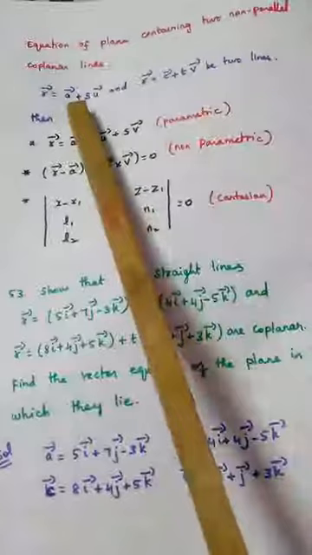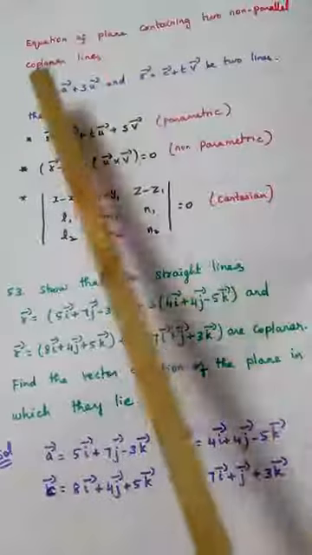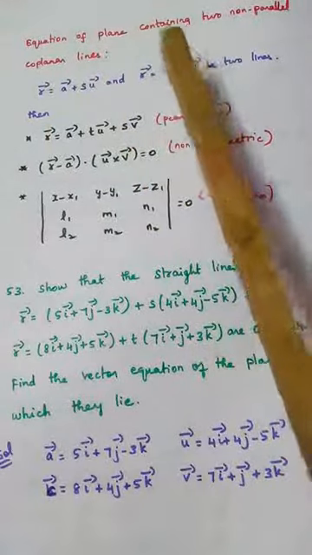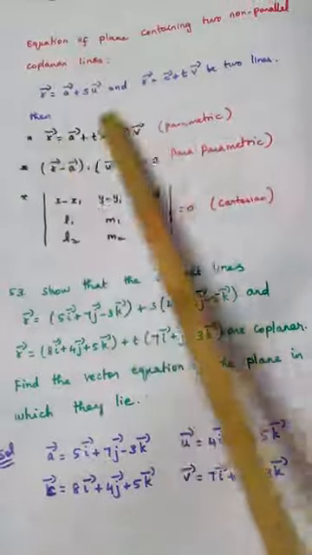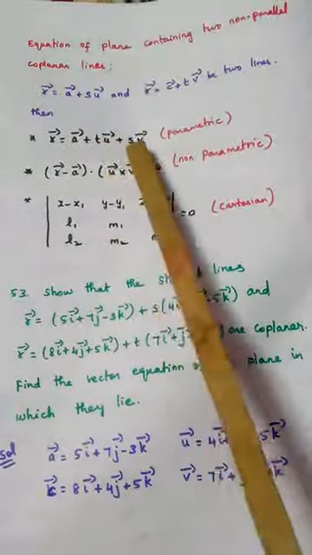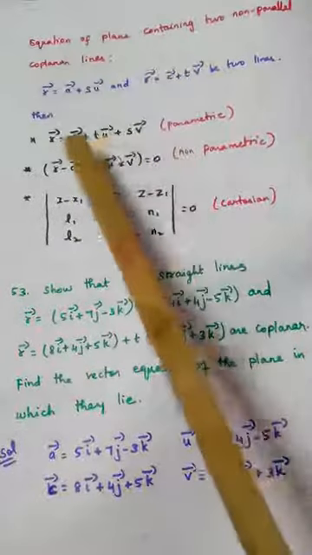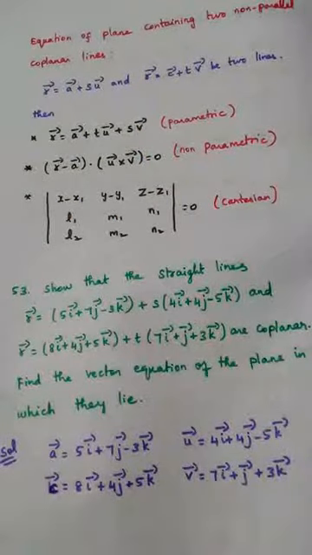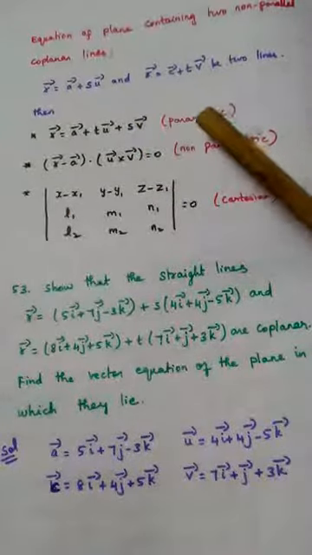The plane should contain two coplanar lines. So this is the first line, this is the second line. So these two lines the plane contains. So what is the equation of the plane? This is the equation of the plane. R vector equal to A vector plus T U vector plus S V vector. Or even you can write R vector equal to A vector plus S U vector plus T V vector also. So this is called parametric form.